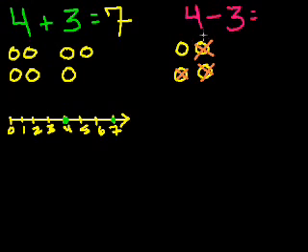How many lemons would we have left? Well, this is the only one that I haven't crossed out, so we would have 1 lemon left. This would be the lemon that's left. It didn't have to be that one. I could have crossed out any of the 3.